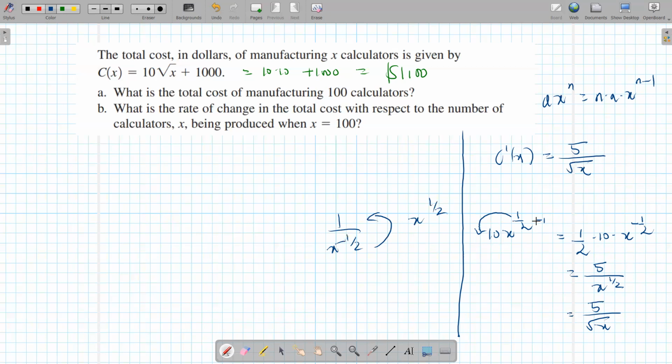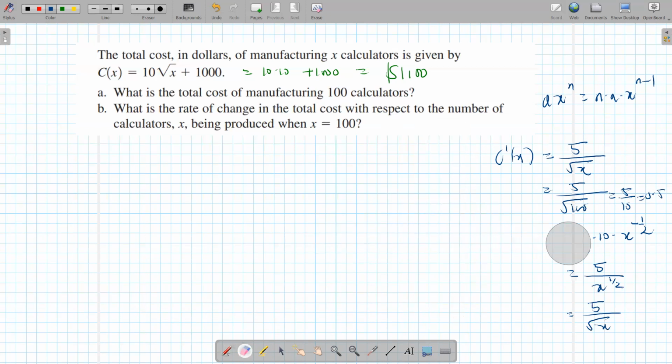Look at part B. They want the instantaneous. We know it's instantaneous because they've only given us one specific point. So we simply plug 100 in there. You get 5 over square root of 100. It's 5 over 10. It's 0.5. So the answer to part B is 0.5.